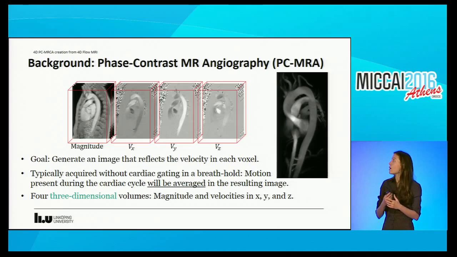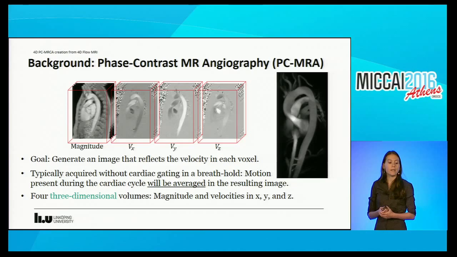They are typically acquired without cardiac gating in a breath hold. This means that the heart is beating as the MRI machine is taking this image, but the machine is doing nothing about it. So motion present during the cardiac cycle will be averaged in the resulting image. The result of this acquisition is typically four three-dimensional images: a magnitude, usually used for anatomical orientation, and then three directions of velocity, X, Y, and Z. And then we generate an image that looks like this.